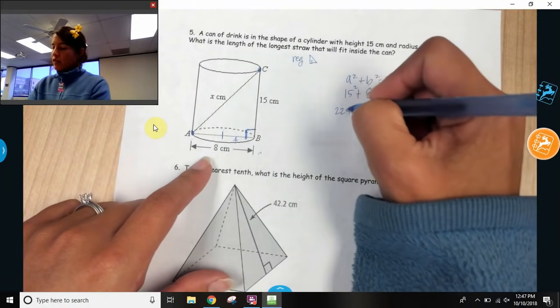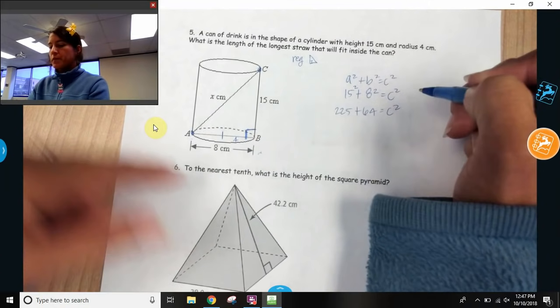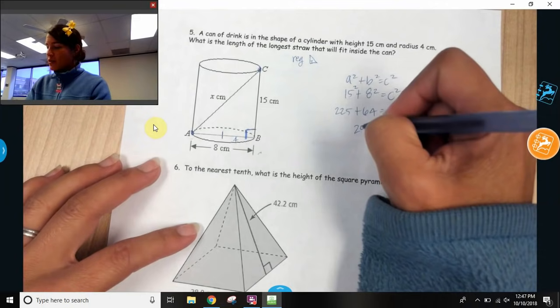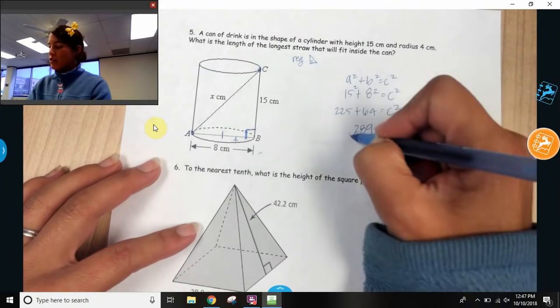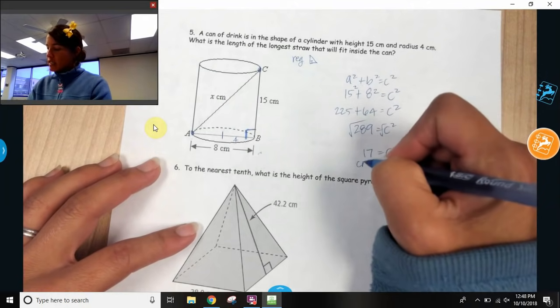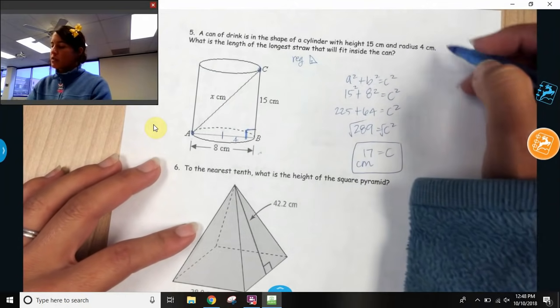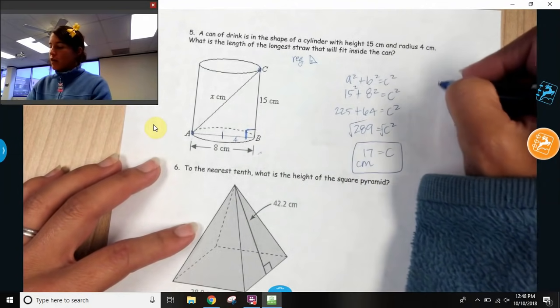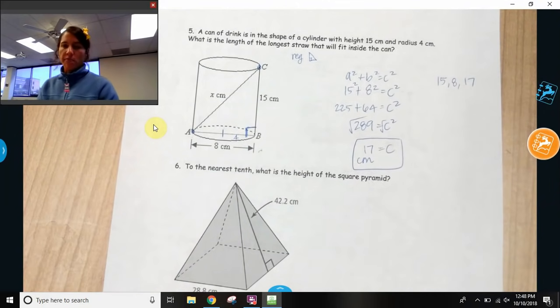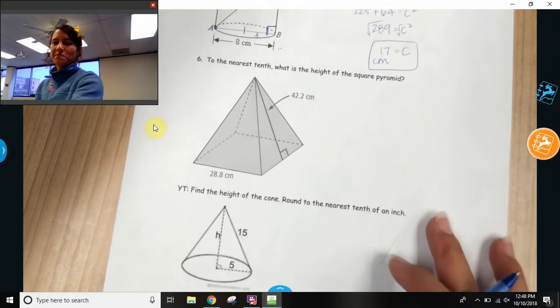Let's see, 225 plus 64. Can you hear me typing on the calculator? Oh, 289, and I know that 289 is 17. So 17 centimeters would be the straw, and this was a Pythagorean triple: 15, 8, and 17. I should have known that. And again, we didn't have to do the long formula because it's a circle, so it's equidistant all the way around.